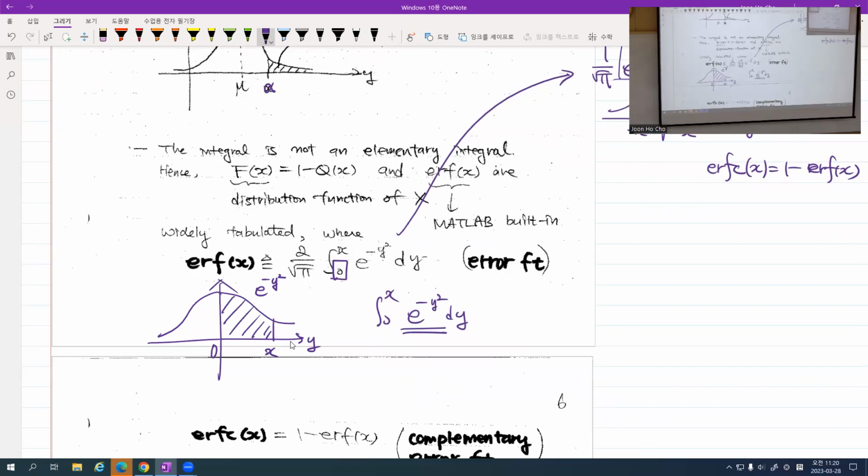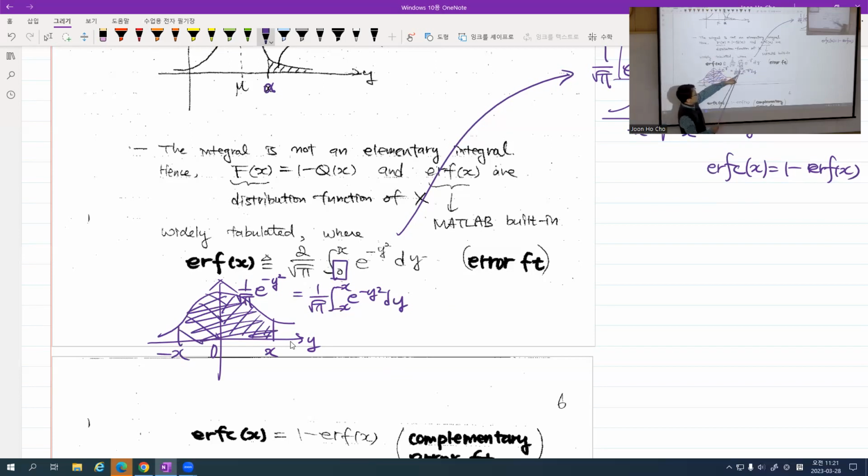So this can be written as 1 over pi, integral from negative x to x, e to the negative y squared dy. So actually, we wanted to compute the area here. And then we have found that the scaling coefficient is 1 over square root of pi. Just for convenience, due to the symmetry, we change the integration interval from 0 to x and we multiply by 2. That's the error function.